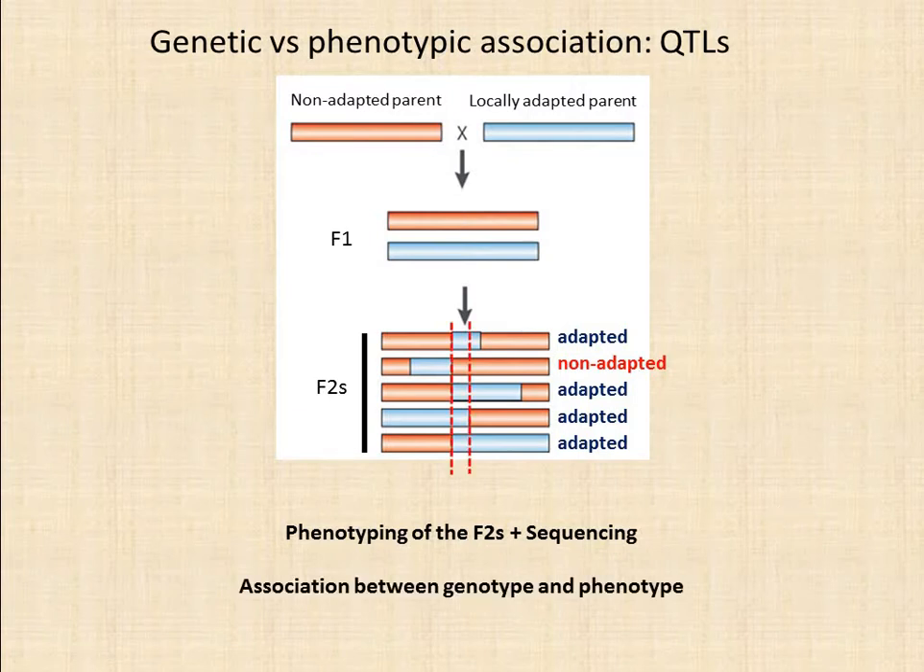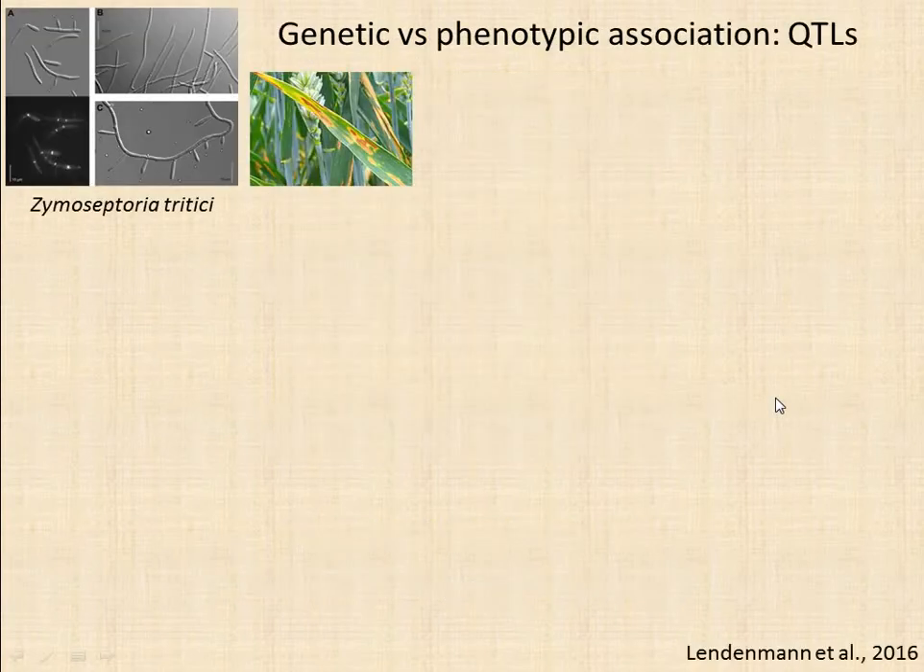And for example, here, the candidate region could be this one, between these two red lines, simply because that's the only correlation that we can find where an adapted individual shows a piece of the genome from the locally adapted parent, while the non-adapted F2 individual doesn't, or rather shows the allele from the non-adapted parent. So we have a perfect correlation between the genotype at this locus and the phenotype, adapted versus non-adapted. And that's how we determine a QTL.